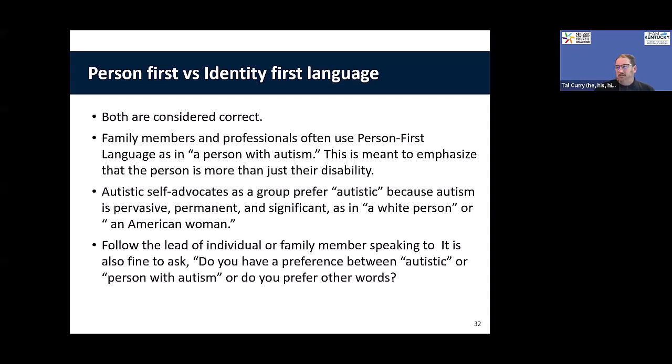And I always tell folks that as you're working with families or individuals, it's fine to ask, do you have a preference between being called autistic or a person with autism? Or do you prefer other words? That's usually how I address that. Certainly both are correct, depending on people's experience.